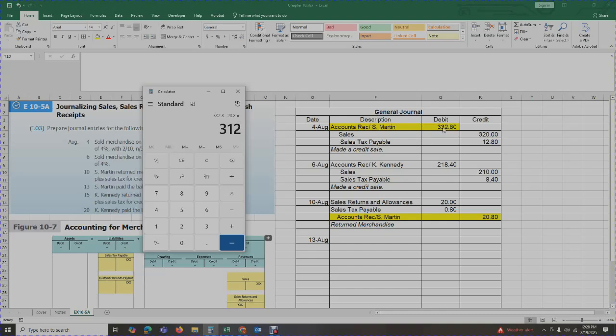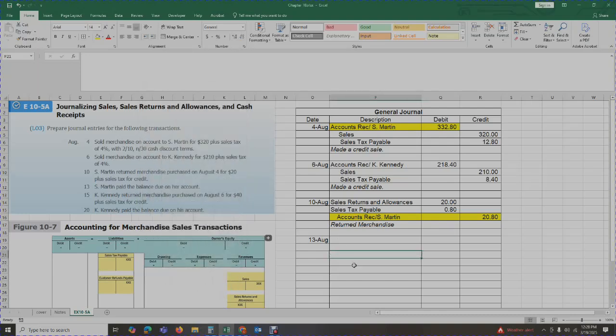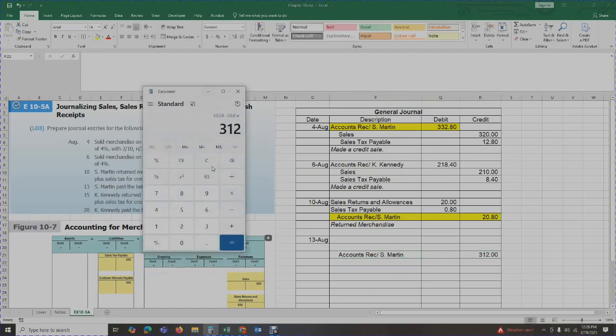Now, we have a debit balance and a credit of $20.80. Right now, my balance on my accounts receivable is $312 debit. If I want to clear my $312 debit, I need to credit it for $312. So let's go ahead and start off with the credit. I know that my accounts receivable for S. Martin will be credited for $312. Okay, how do we do that?